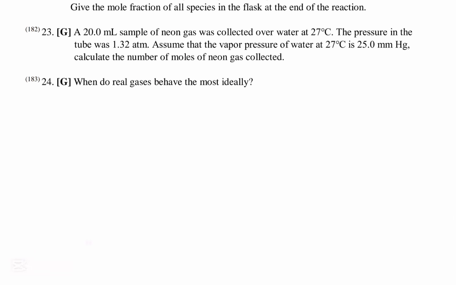Question 23 is also important because it comes a lot. I think this comes as a written question. So we have a 20.0 milliliter volume sample of neon gas that was collected over water. Now this is very important, over water at 27 degrees Celsius. This is the temperature. The pressure in the tube was 1.32 atmospheres. Now, this is the total pressure. Assume that the vapor pressure of water at 27 degrees Celsius is 25 millimeters of mercury.